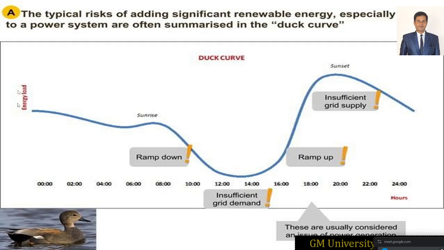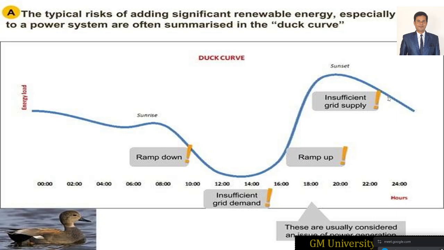So sometimes there is an energy load, right? When there is a rise in the sun, there is a surplus against the load demands, right? So there is a ramp down, isn't it? The ramp is coming down, see, isn't it? So again the ramp is going to be up.